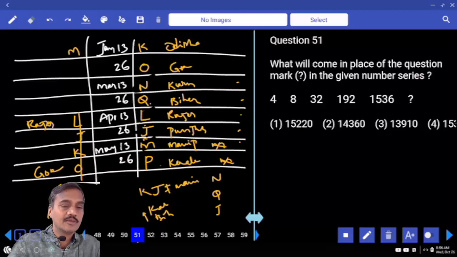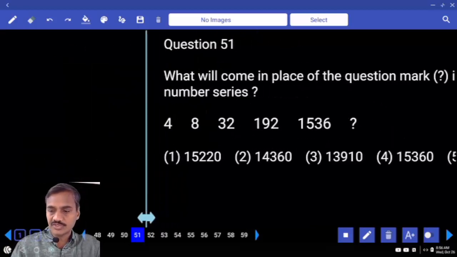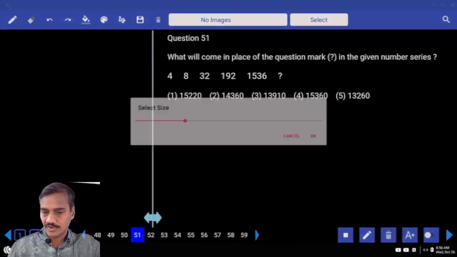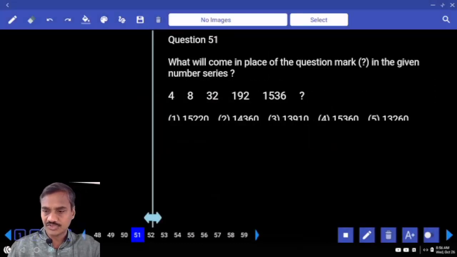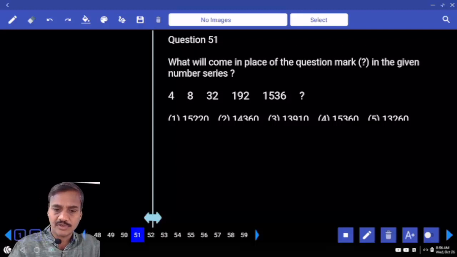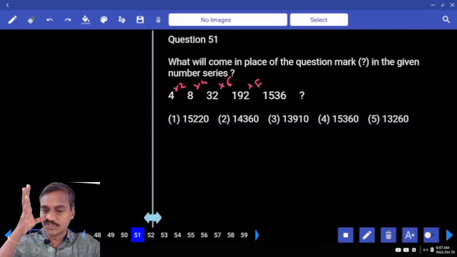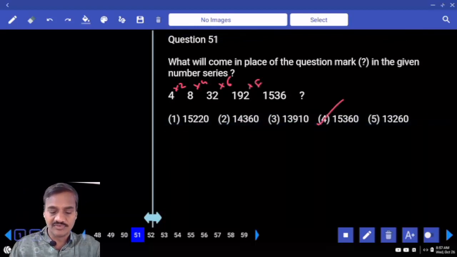So what should we do? Product or combination. Now in this one, product or combination, what comes here? Now 4 and 8. 4, 8, 32, isn't it? Now 4 into 2, and next one 8 into 4, and next one into 6, into 8, into 10, 15360. Choice for question number 51.